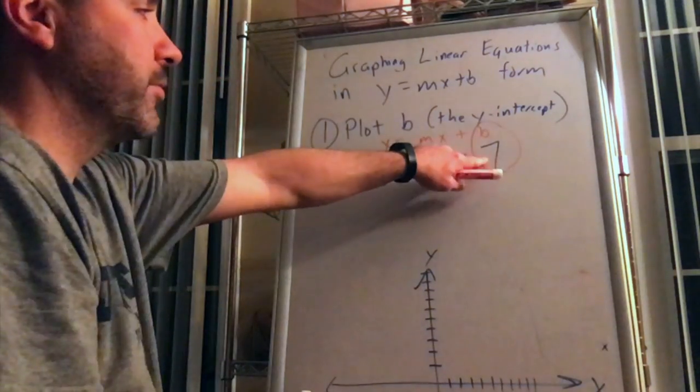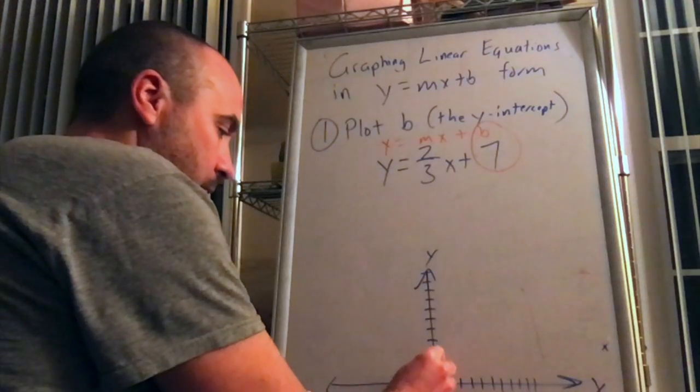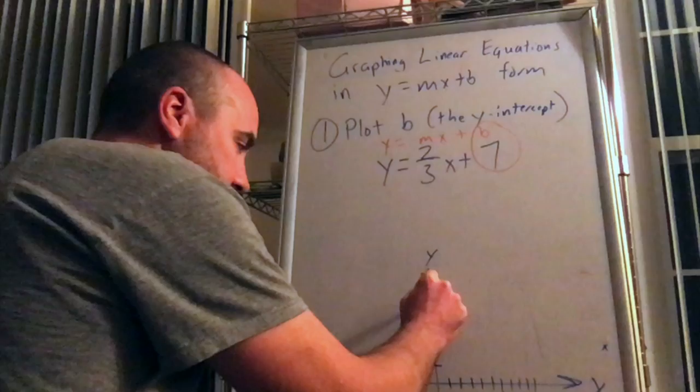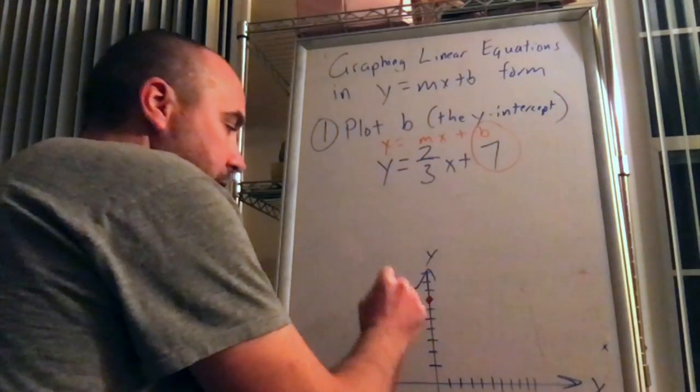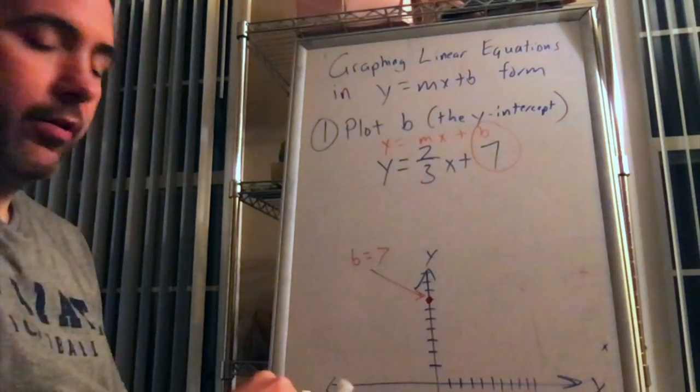So I would go up to where 7 is on the y-axis. So I go up 1, 2, 3, 4, 5, 6, 7. This is going to be my y-intercept. So that's my b that has a value of 7.